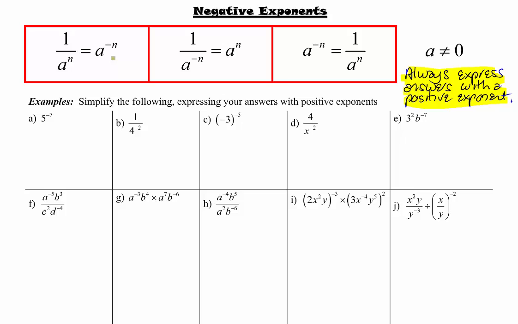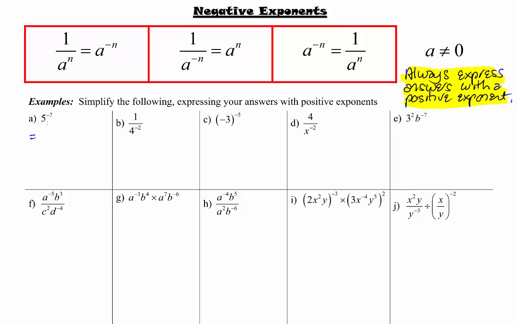Or if I have a to the negative n, to make it positive, I put 1 over a to the n. If I have 1 over a to the negative n, to make it positive, I put it to the top. So basically what you need to remember is you just move the base with its power to either the numerator or the denominator to make it positive.